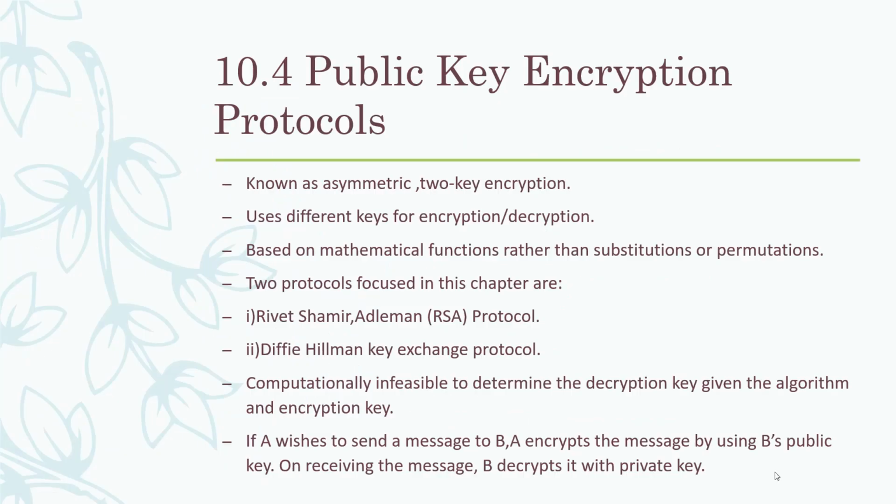Public key encryption, known as asymmetric or two-key encryption, uses different keys for encryption and decryption based on mathematical functions rather than substitutions or permutations. The two protocols focused on in this chapter are the Rivest-Shamir-Adleman protocol, or RSA algorithm, and the Diffie-Hellman key exchange protocol.